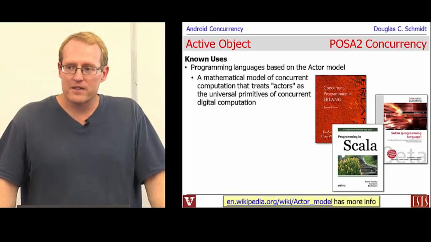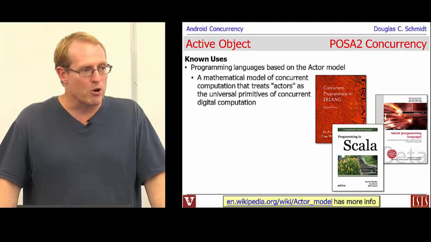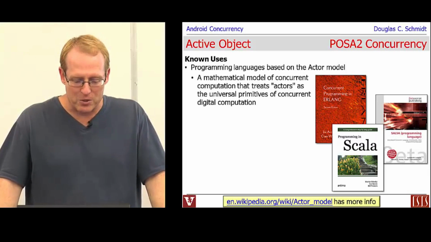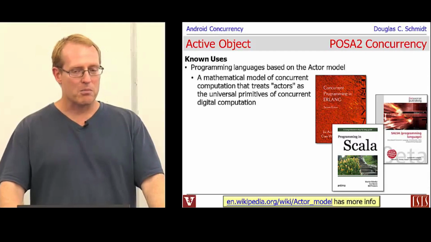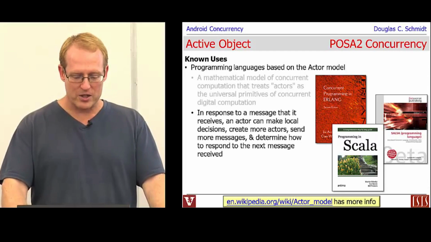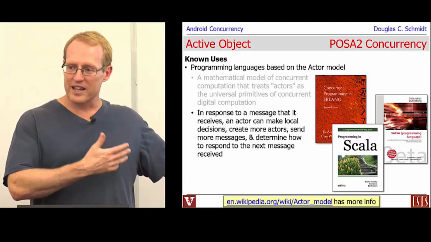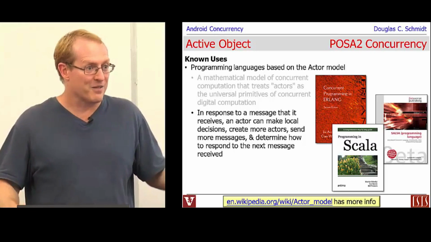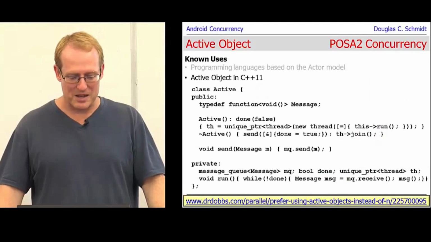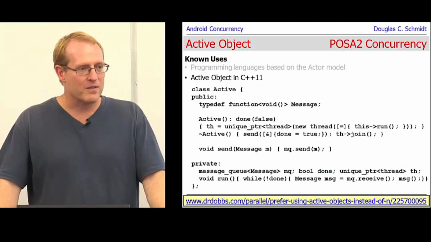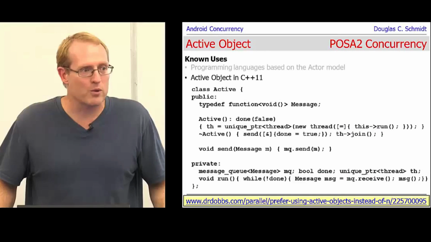There are lots of known uses of this stuff. There's a bunch of programming languages that are based on the so-called actor model, which is a mathematical model of concurrent computation. And it basically does what we just talked about. If you read the Wikipedia link about the actor model, it sounds like the active object pattern. No surprise, it's basically the same thing. There are active object implementations in various languages and frameworks.